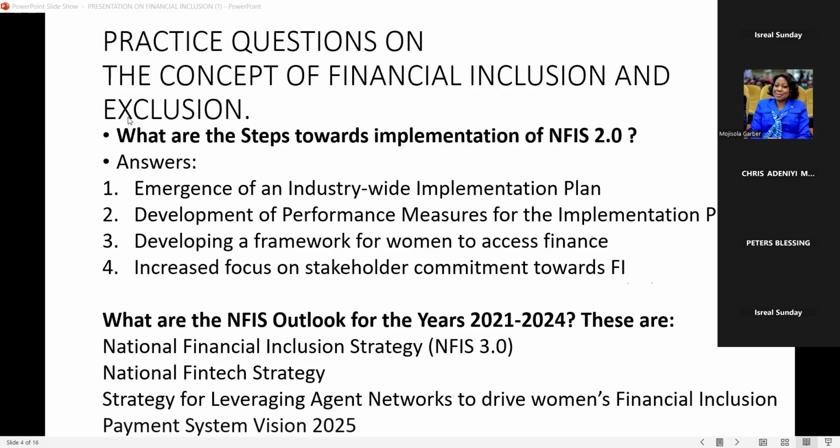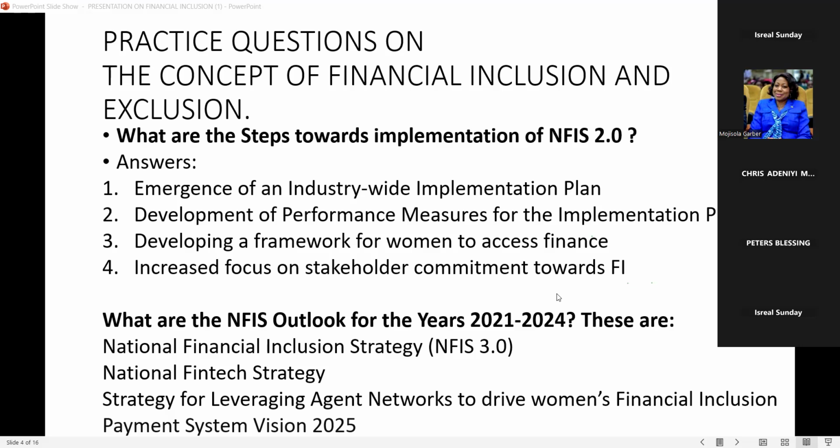Thank you. So there is a framework for women to access finance. There are some grants that they say they can only give to organizations where women are shareholders and are part of the management team and all of that. All these are tailored towards deepening financial inclusion among the women population. Okay. And then four, there is increased focus on stakeholder commitment towards financial inclusion.